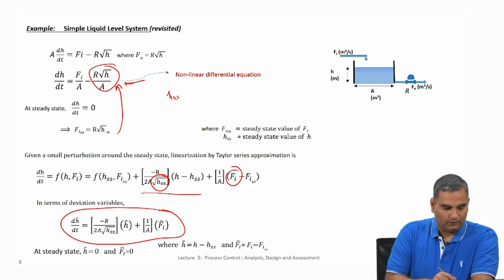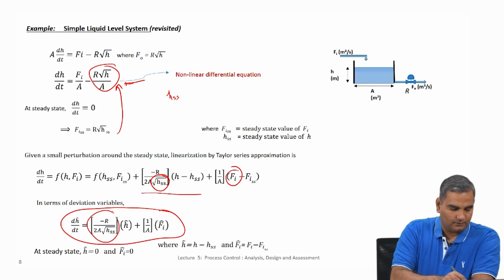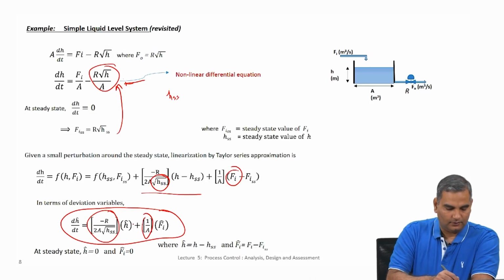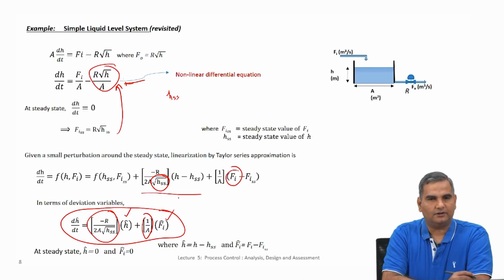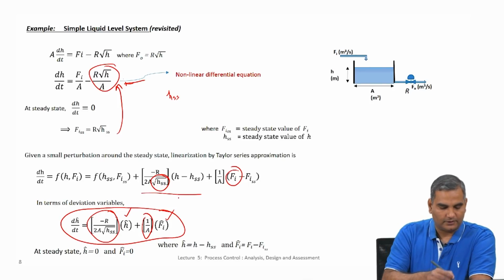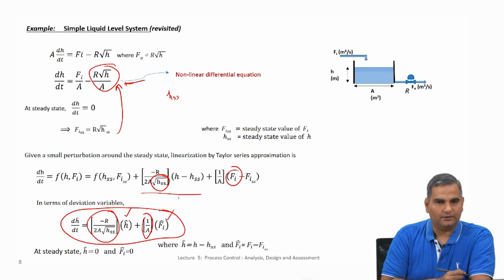Now you can notice that this is a fixed value and this is a fixed value, and this is a linear term and this is a linear term. So, we started with the nonlinear equation and have come up with a linear equation at the end.